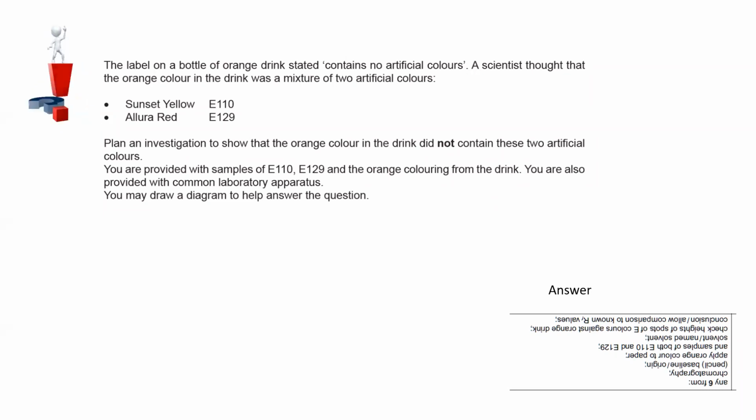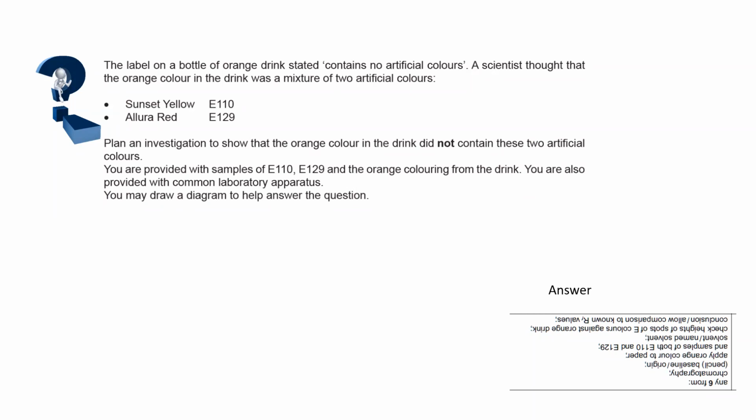What you have to do is plan an investigation to show the orange color in the drink did not contain these two artificial colors. So we have to plan the experiment, and we want to show that there is no artificial color present, such as sunset yellow or Allura red. You are provided with a sample of E110 and E129 and the orange color from the drink. You're also provided with common lab apparatus. You may draw a diagram to help your answer. When they mention you may draw, it is better you draw, so that if you miss any point in your explanation, you will get the marks.